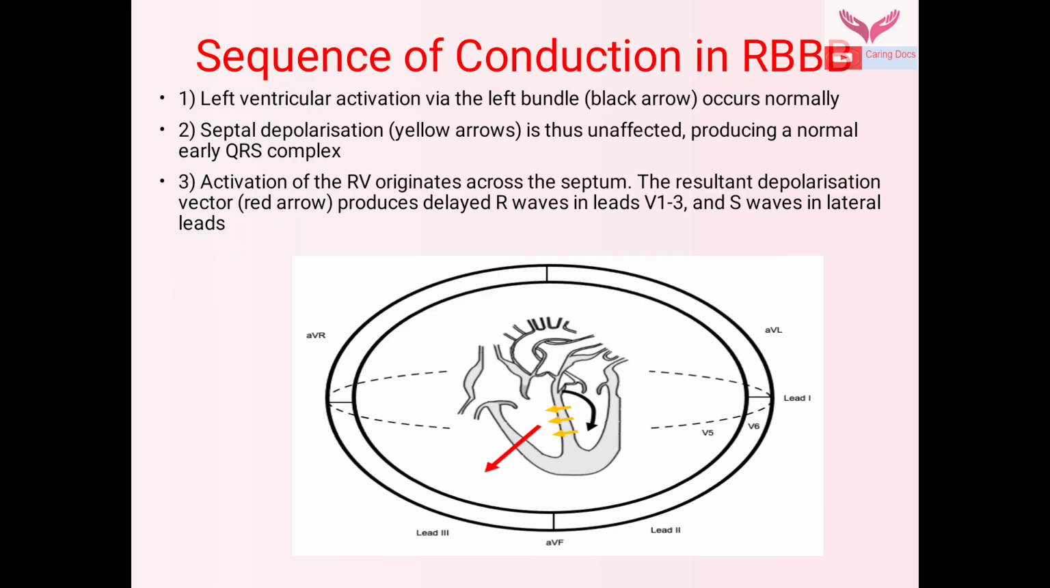The sequence of conduction in right bundle branch block is: left ventricle activation occurs by the left bundle, that is the black arrow as shown, it is normal, and then septal depolarization, that is the yellow arrow, is thus unaffected. It produces normal early QRS complexes. Activation of the right ventricle originates across the septum. The resultant depolarization vector, that is the red arrow, shows a delayed R wave in leads V1 to V3 and an S wave in the lateral leads.